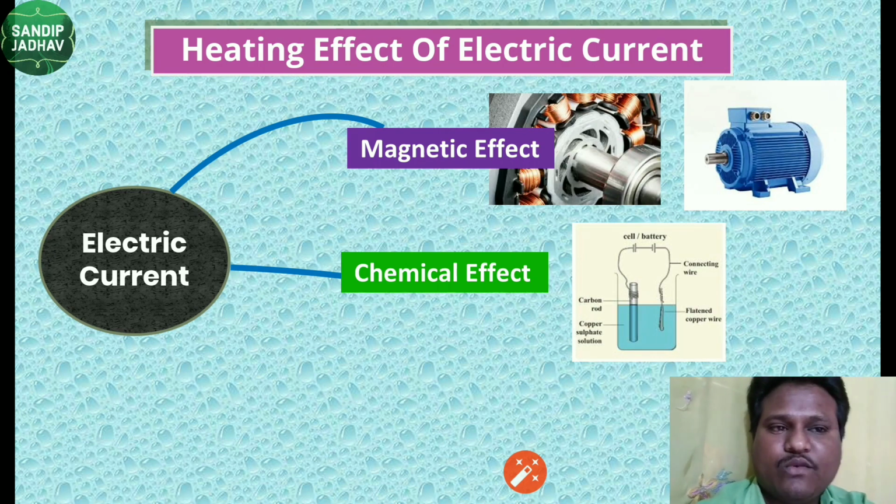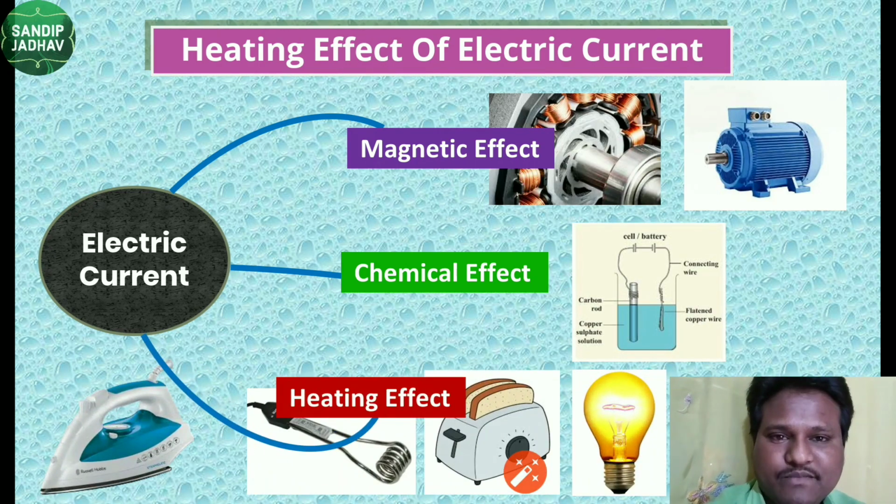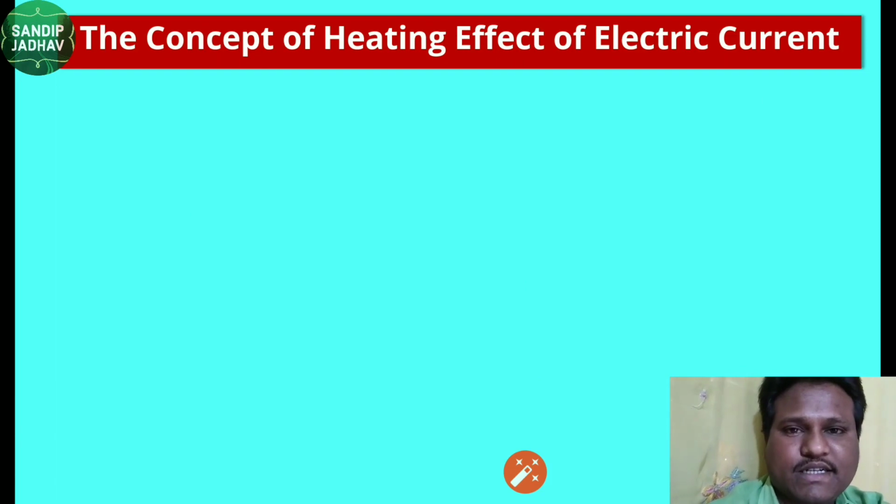The next effect that we are going to see in this video is the heating effect. As we know, these are some electrical appliances that we use in our day-to-day life: electric iron, electric heater, electric oven, electric bulb. In all these appliances, the electric current is converted into a different form of energy, and obviously that is heat energy. So this heating effect leads us to the application of conversion of electrical energy into heat energy in different appliances.